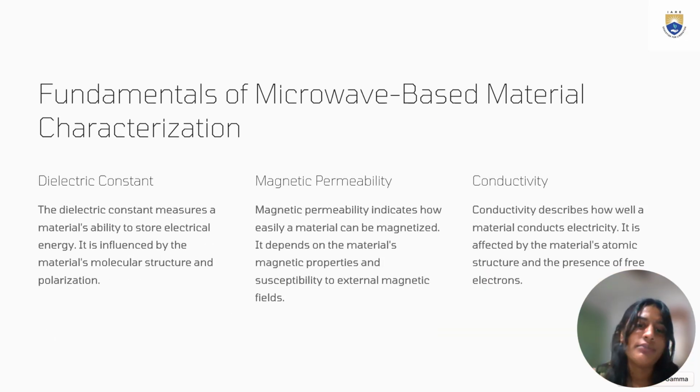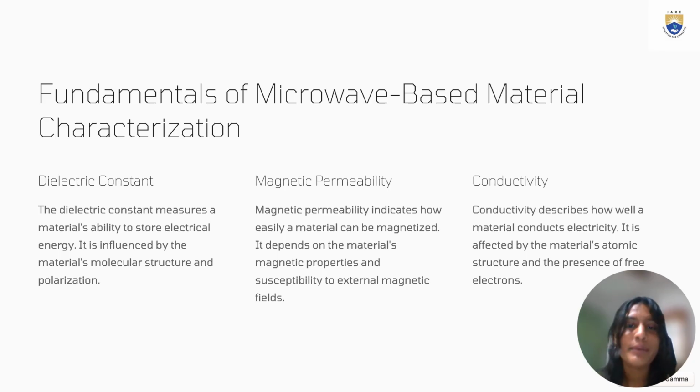Fundamentals of microwave based material characterization. Before we understand how microwaves help in corrosion detection, let's first understand some key electromagnetic properties of materials. Dielectric constant. It measures a material's ability to store electrical energy. It depends on the material's molecular structure and polarization. For example, water has a very high dielectric constant because it stores energy well, while metals have a very low dielectric constant.